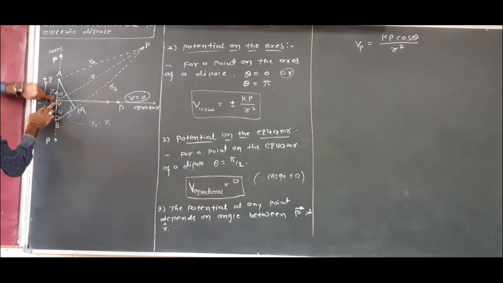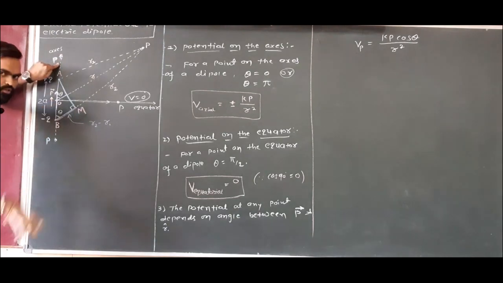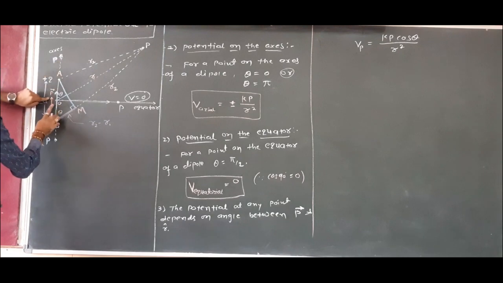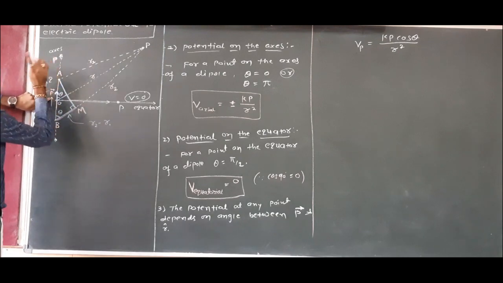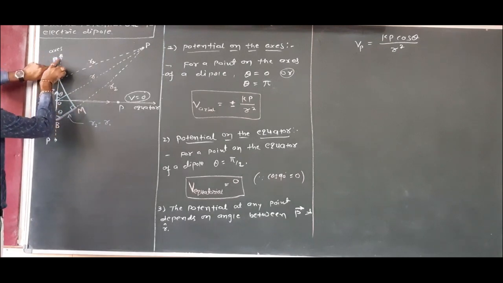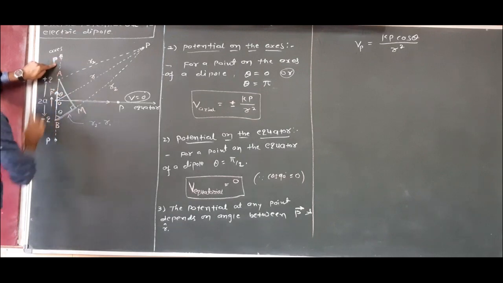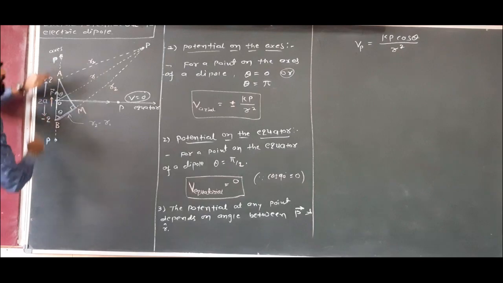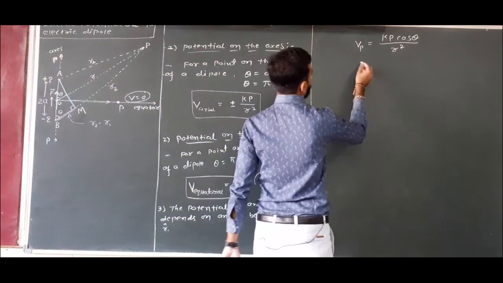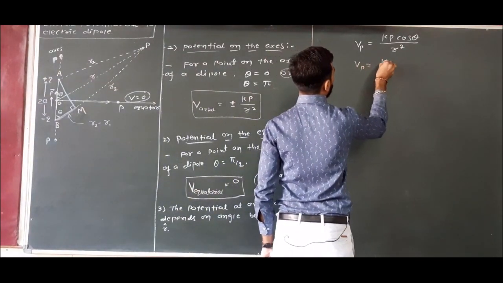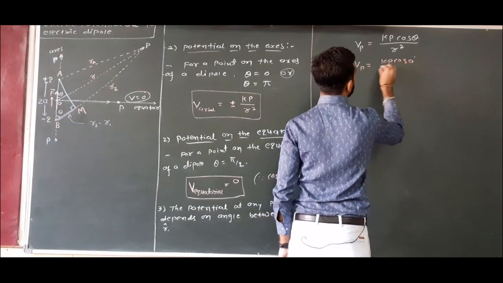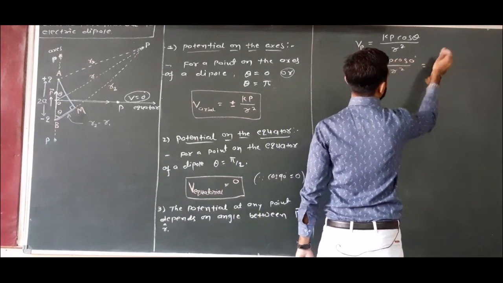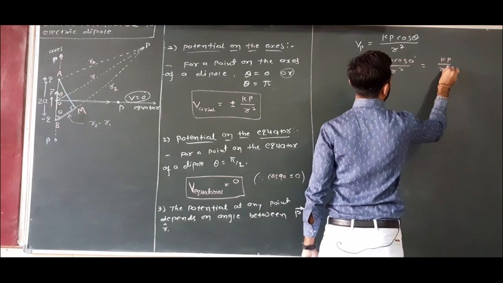Positive charge, with the positive charge was our point P considered, right? So the dipole moment is in this direction. Again, the direction of the distance to P is also in the same direction. So theta will be 0. Both are parallel, theta is 0. So here Vp is equal to Kp cos 0 by R square, cos 0 is 1, so Kp upon R square.